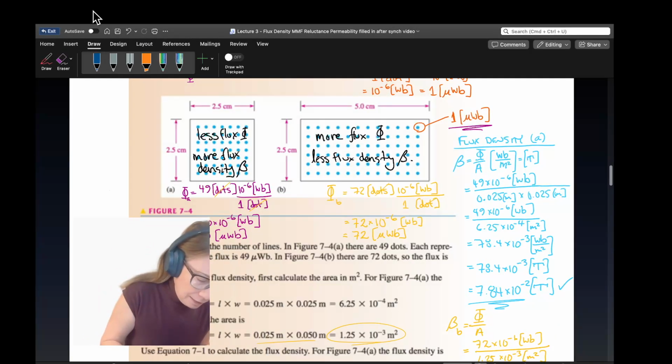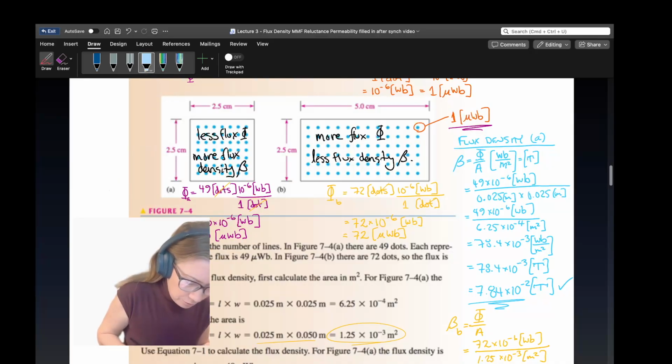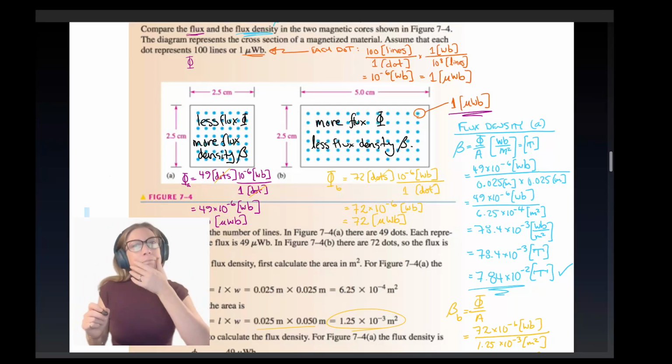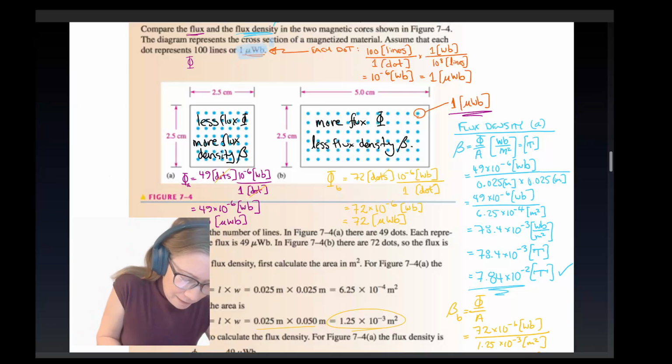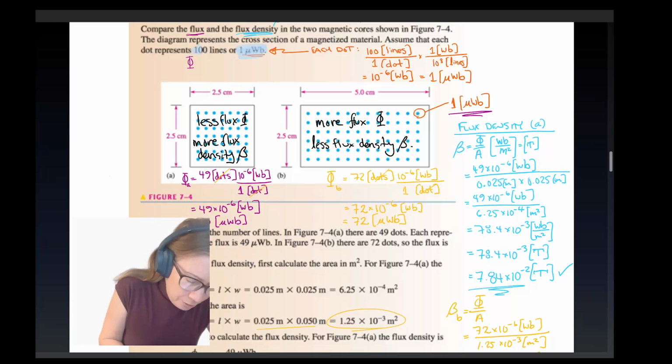So I'm going to highlight this as I go through because I've already put the solution here. The textbook has some solutions that I don't love, so I've done it myself. Here we have each dot is 1 microweber. We know that by definition. If we don't know that, then we have a problem. So it's 100 lines of flux, and that's a microweber.